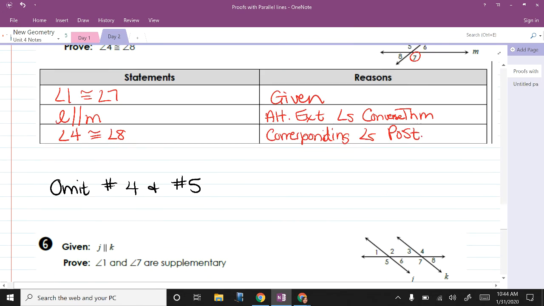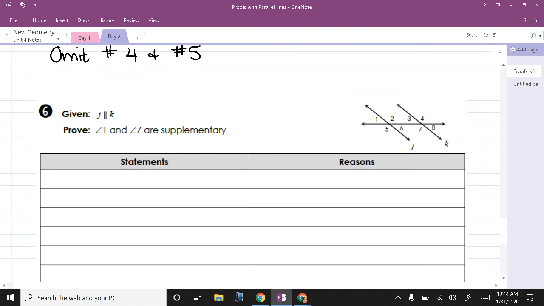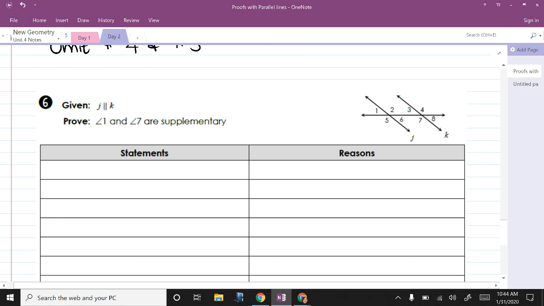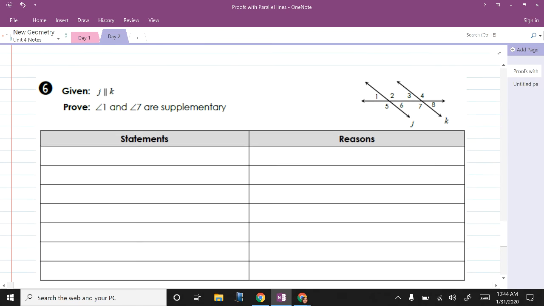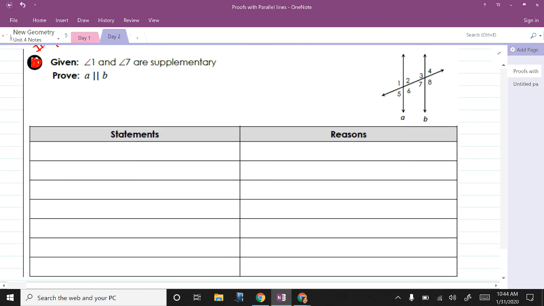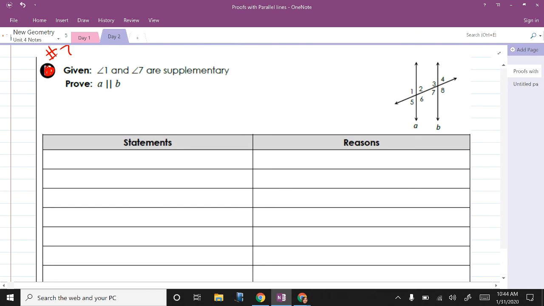All right. I'm going to skip 4 and 5. Let's look at number 6. Actually, skip number 6. Y'all are geniuses. Let's do number 7. Y'all are so smart. I'm ready to turn y'all loose on some practice.